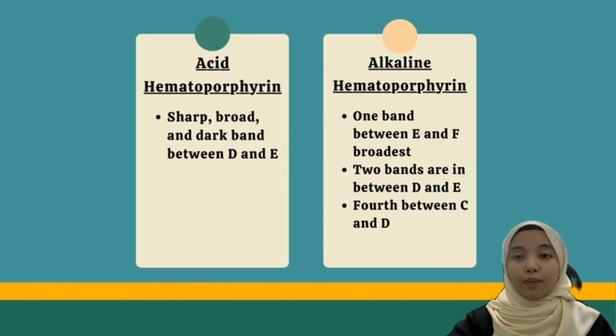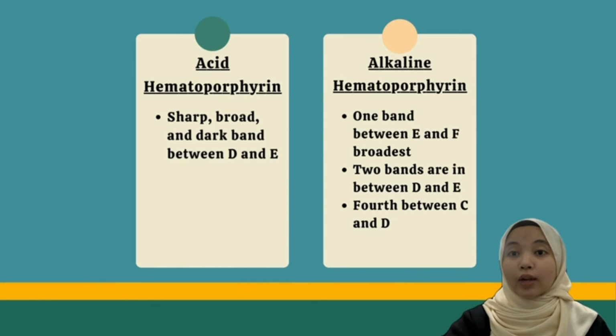Next, for acid hematoporphyrin, a sharp, broad and dark band is seen between D and E. And lastly, for alkaline hematoporphyrin, one band lies between E and F and is the broadest. Two bands are in between D and E, while the fourth band is between C and D.